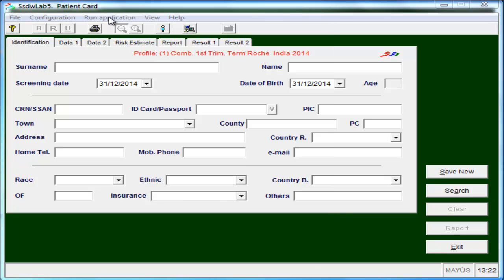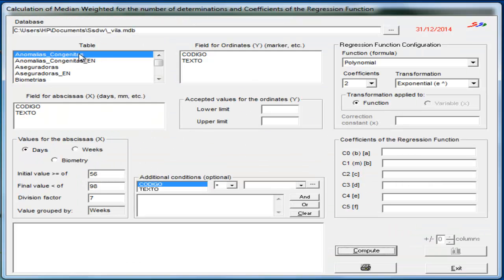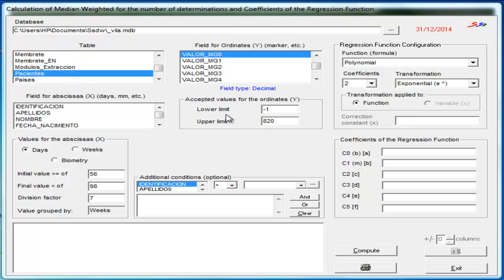We go to the corresponding menu, and we can observe that a relatively complex screen opens. We can see the path of the database, the table from where we'll take the data, and the lower limits of each of the markers, which can be modified if there are extreme values that cannot be acceptable. In this case, specifically, the marker MG0 corresponds to the value of free beta HCG in a first trimester screening profile. Moreover, there are days of gestation, and the initial and final values.